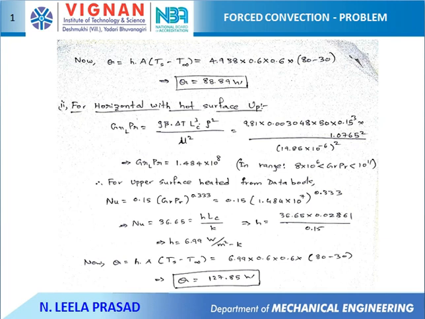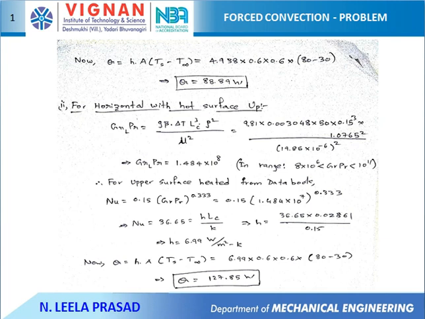Again calculate Grashof number suffix L into Prandtl number, that is Rayleigh's number suffix L, and the only difference is the L value. Here the L value is 0.15 meters. Calculate Grashof number into Prandtl number, that is Rayleigh's number suffix L, and this range is between 8 into 10 power 6 to 10 power 11. So for upper surface heated, from the data book, for those values of Rayleigh's number, the correlation given is Nusselt number is 0.15 into Rayleigh's number to the power of 0.333.